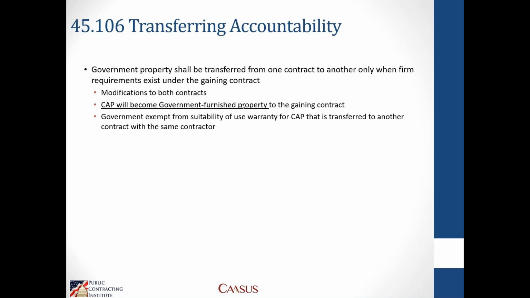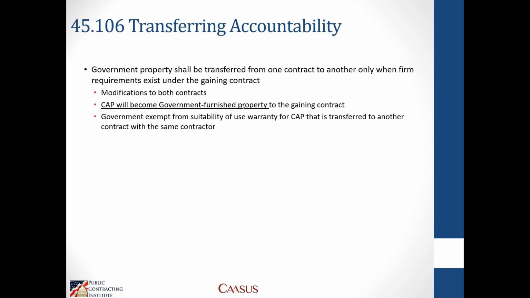45.106 talks about transferring accountability of government property. And government property cannot be transferred without a contractual action. So government property can only be transferred from one contract to another when there's a firm requirement that exists, and those 4 criteria that we talked about in the policy in 45.102 are identified. And also, both contracts need a modification. So the gaining and losing contract would need to be modified.